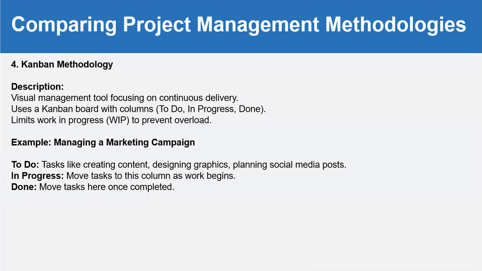Then the Kanban methodology provides a visual management tool focusing on continuous delivery. It uses a Kanban board with columns: to do, in progress and done, and limits work in progress to prevent overload. For example, managing a marketing campaign. To do is tasks like creating content, designing graphics, planning social media posts. In progress means moving a task to this column as work begins, and done means moving a task here once completed. So these are the three statuses: to do, in progress and done.